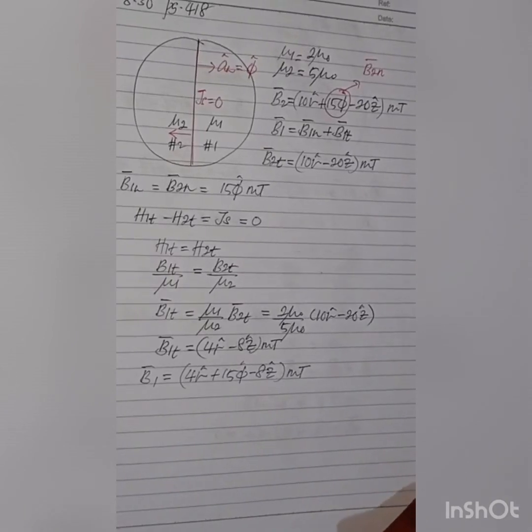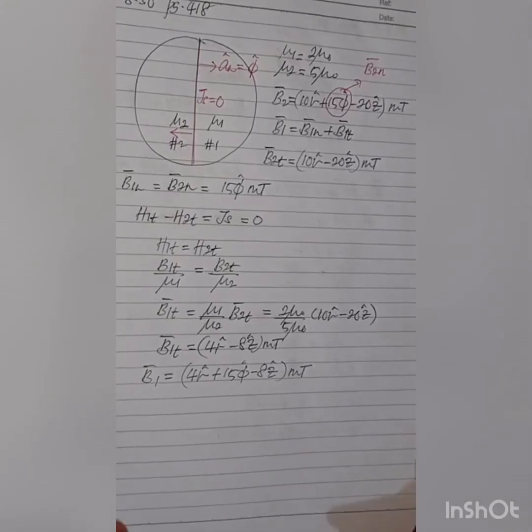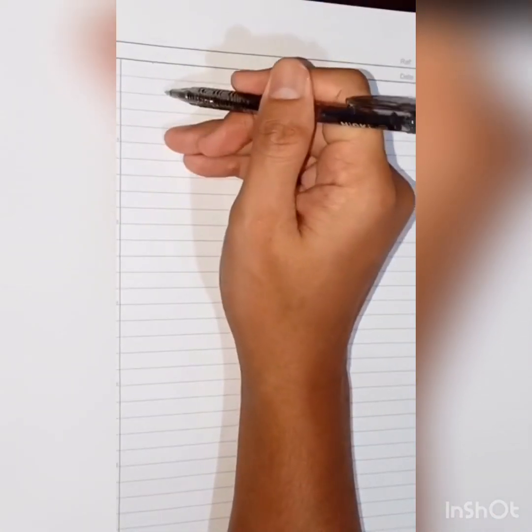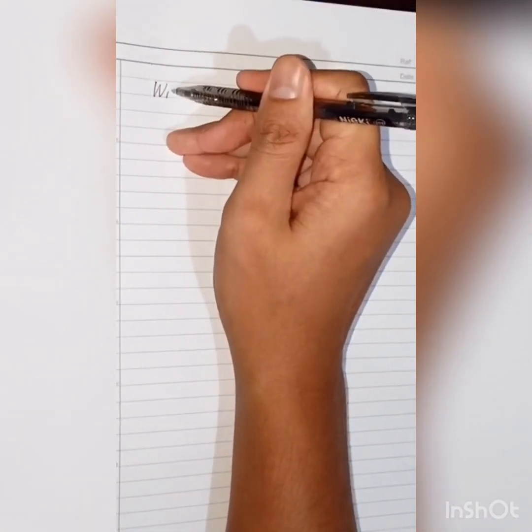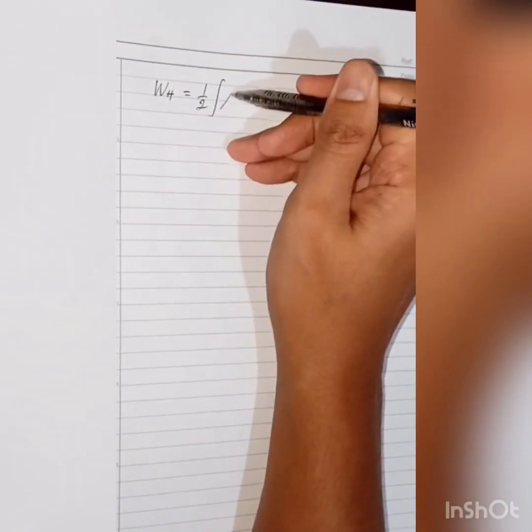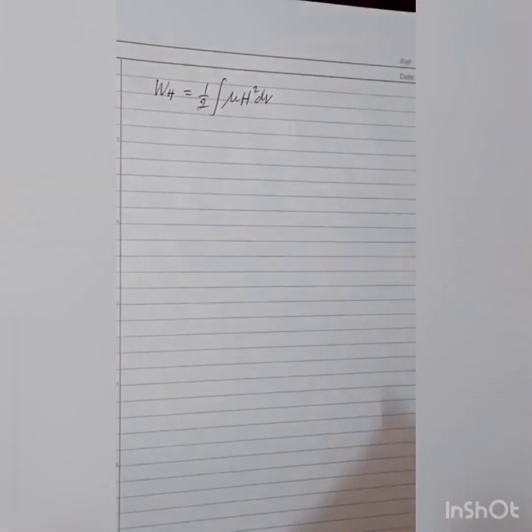Now we are going to calculate the energy density in each region, right, in two media. So let's proceed to the next part. So I'm going to find the energy density. So the energy in this case, you can use these equations. The magnetic energy WH or WM is equal to half integrations mu H square dV.